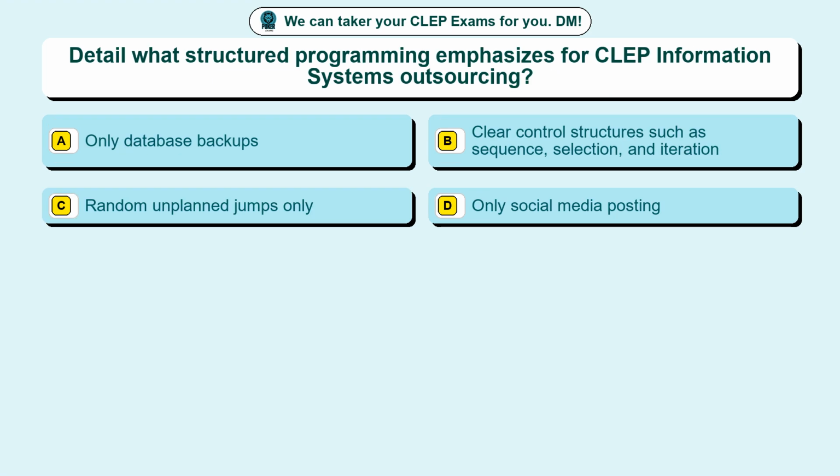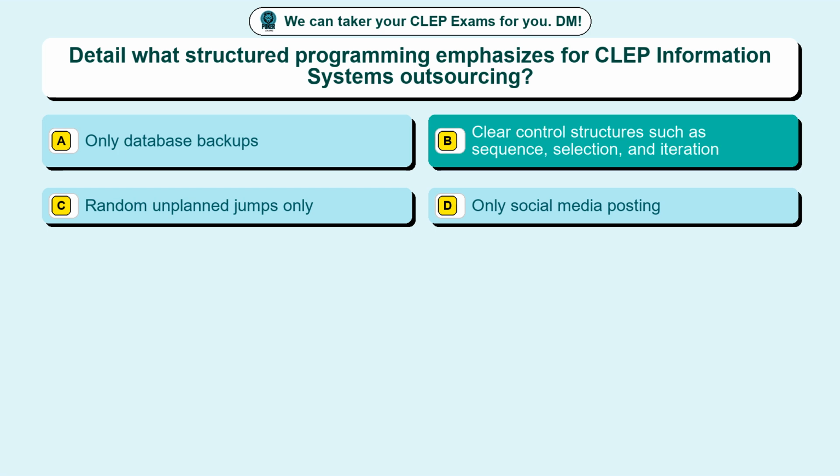Question 92. Detail what structured programming emphasizes for CLEP Information Systems outsourcing. Option A. Only database backups. Option B. Clear control structures such as sequence, selection, and iteration. Option C. Random unplanned jumps only. Option D. Only social media posting. The correct answer is option B, clear control structures such as sequence, selection, and iteration.